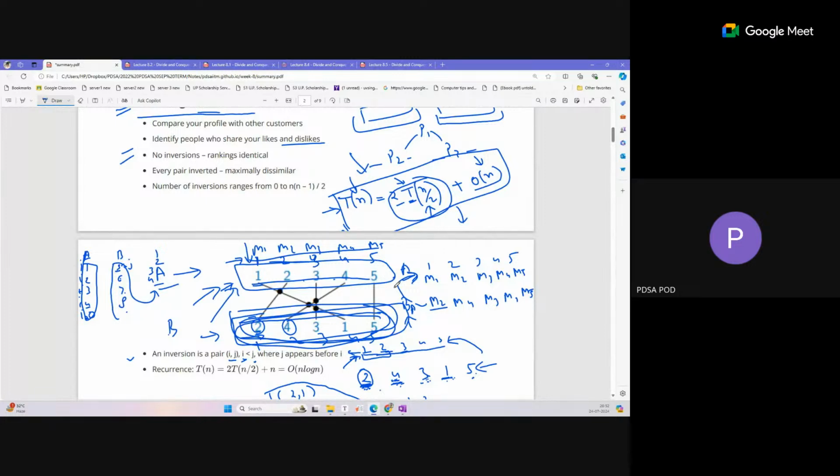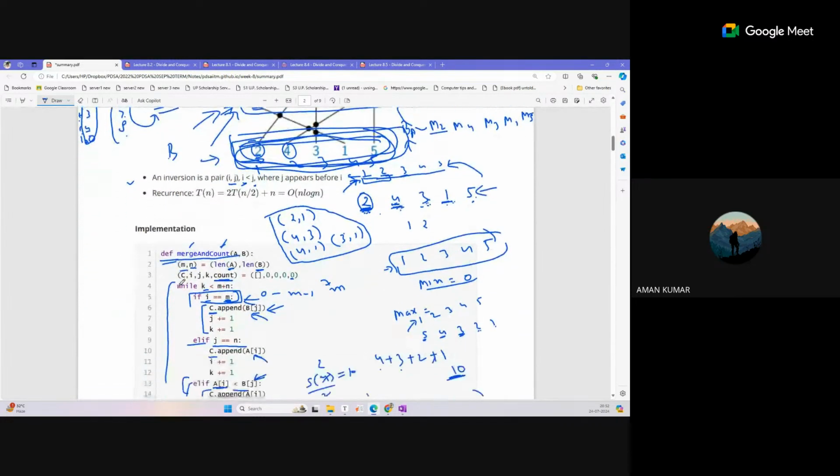Yes, please, someone has raised a hand, I think. Sir, in this we only compared two persons, A and B, and both have the same length. But what if the lengths are different and there are more people? How will this function work?